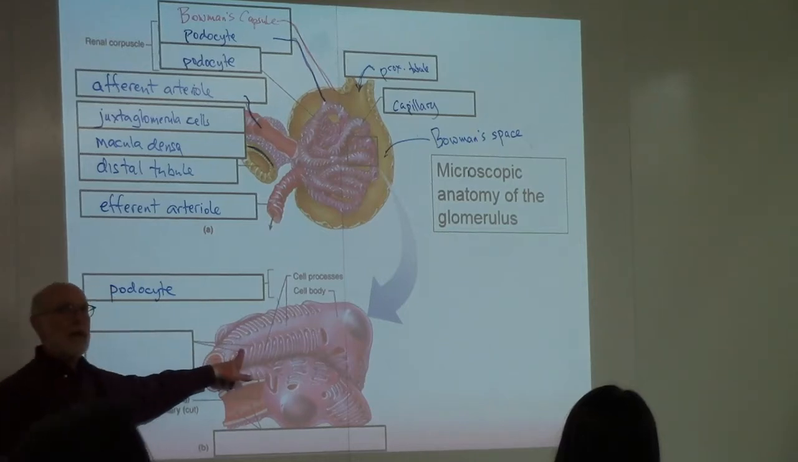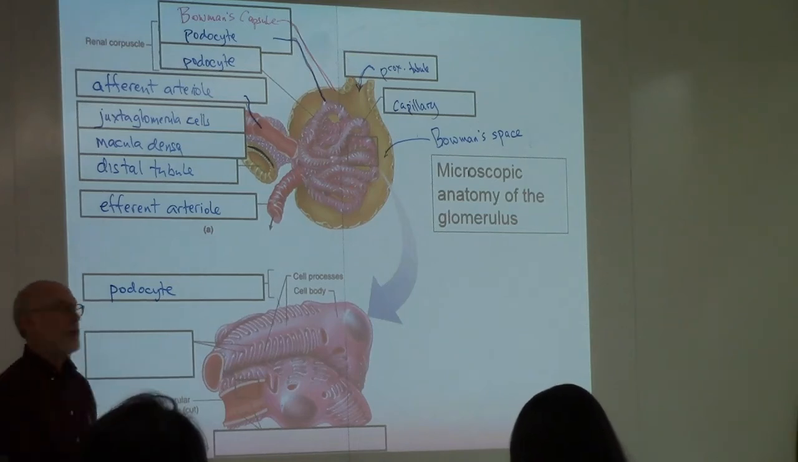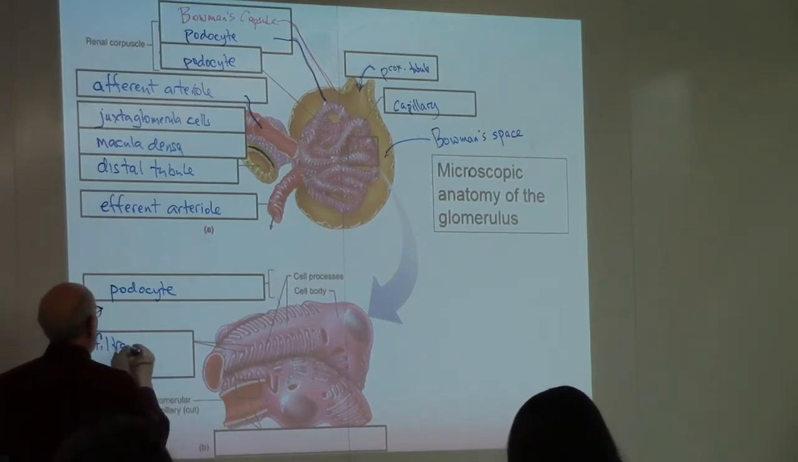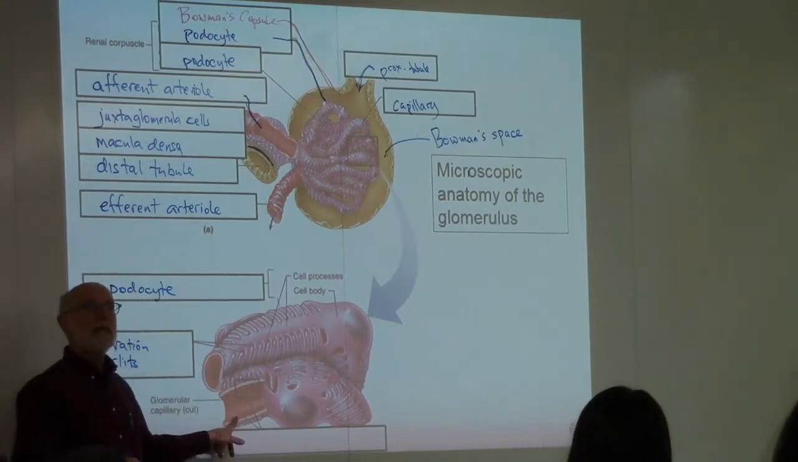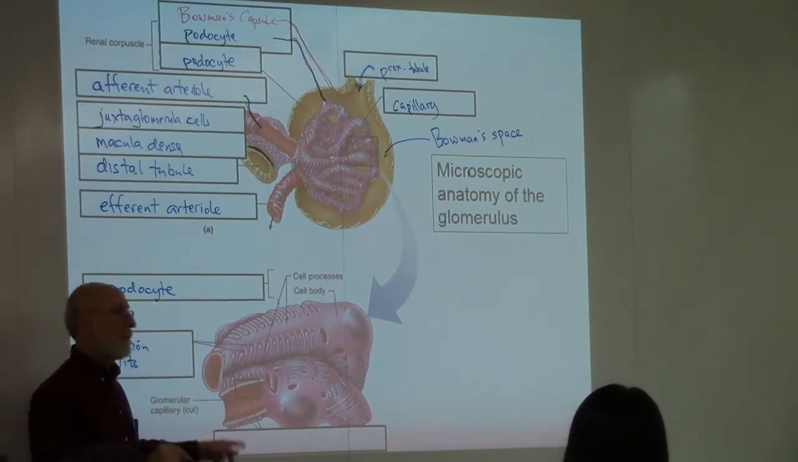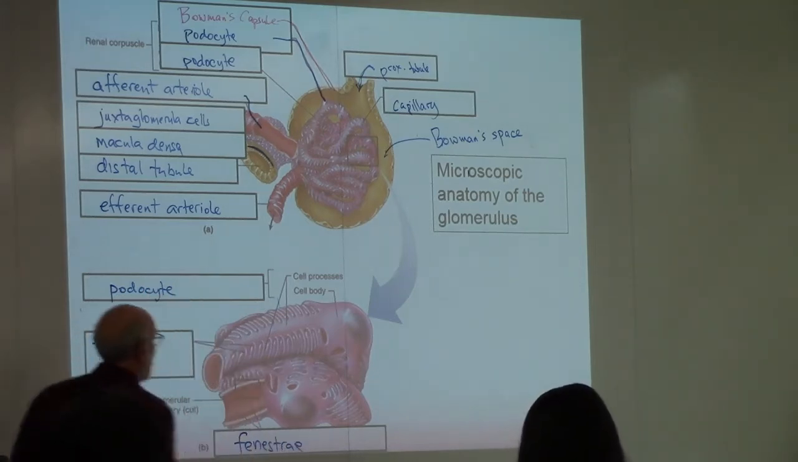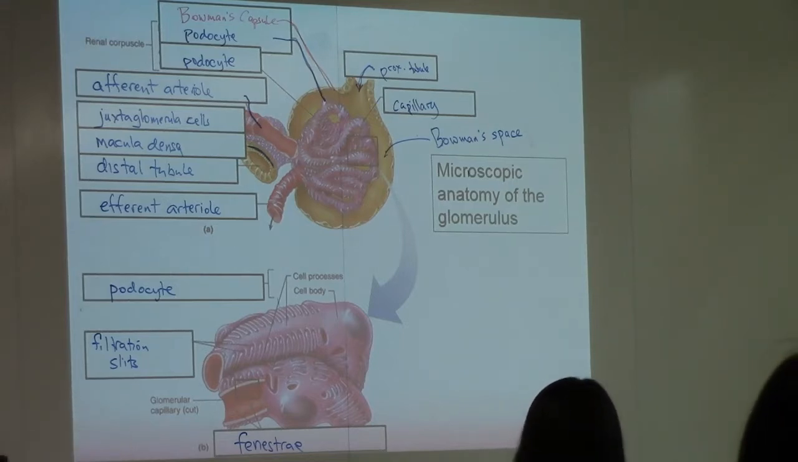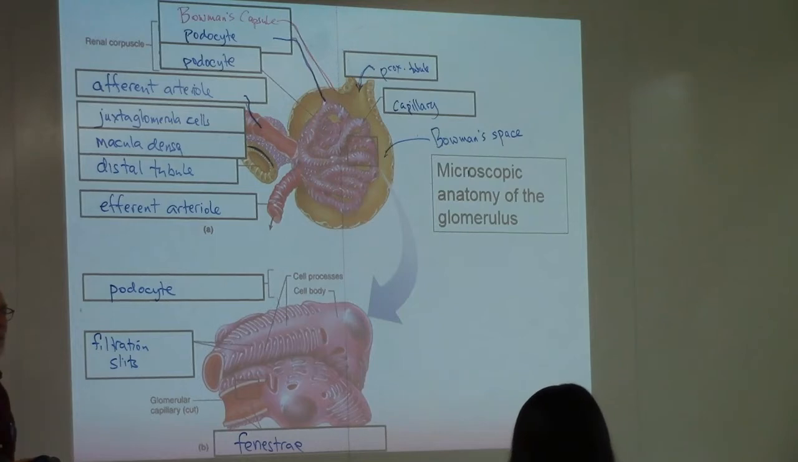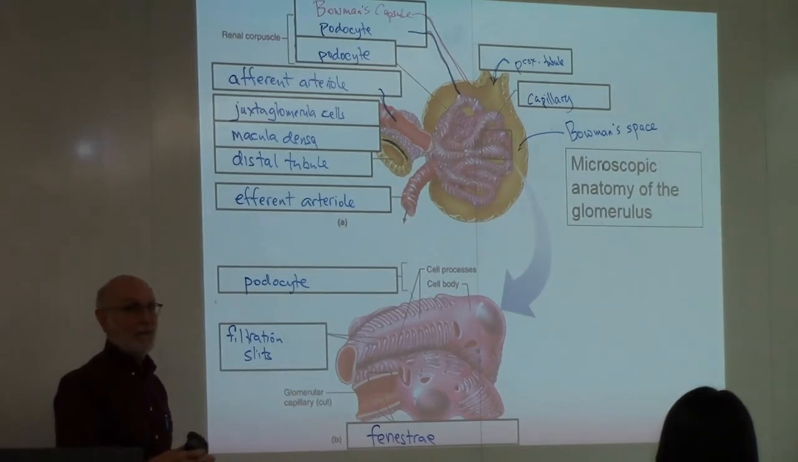What are these? Who's got the laser? Okay, what do we call these lines here? These filtration slits. Filtration slits. And what do we call these holes on the inside of the capillary? Fenestrae. Okay, these are also things to know for the quiz. So you've done very well. My guess is you were using open book strategies for this particular exercise. Remember, the quiz is not open. It's closed.